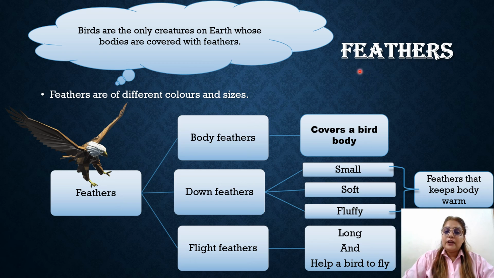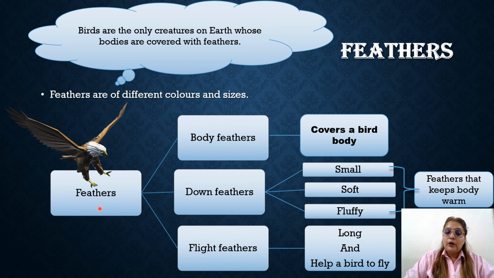So now we are going to learn about feathers. What are feathers? Do you know? Okay, we're going to discuss it. First of all, we're going to learn that birds are the only living being on this whole world whose body is covered with feathers. Fine. We are also living beings. Our body is not covered with feathers. But birds' body, they are covered with feathers. And feathers are of different color and sizes. Fine. We can have a small feather also, a big one also. It depends upon the bird.